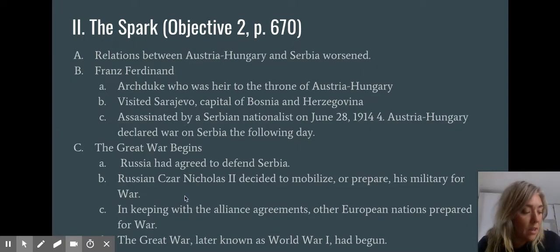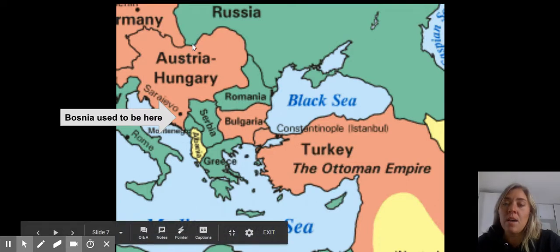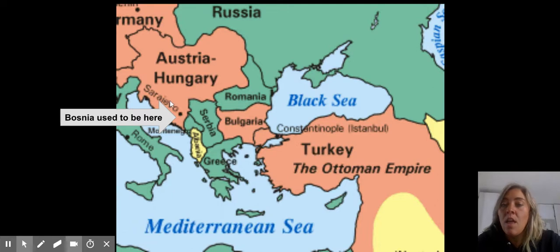Okay, so once again, to clarify, I think I've got a map here to show you. So this is Austria-Hungary, and they had built an empire. You see all this land here. They had taken over a place that used to be called Bosnia. There's Bosnians, which is a people group, but there's also Bosnia, which was a country. And there's Serbia, which is a country, but there's also Serbians, which is a people group.